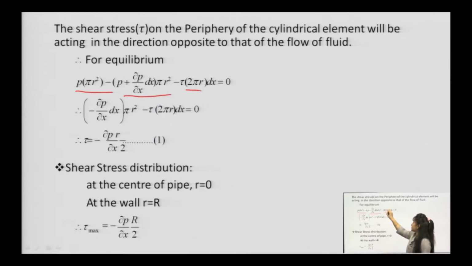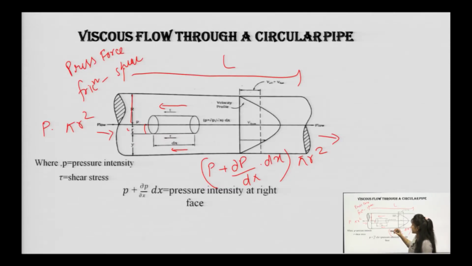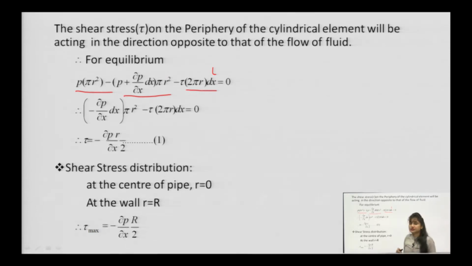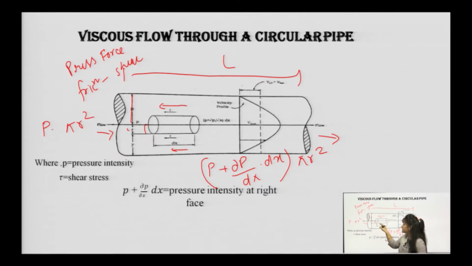You can see shear stress will be acting on the periphery, whose length is 2 pi r, multiplied by the distance dx, which is the area. So the shear force will be shear stress into 2 pi r into dx, and a negative sign because it acts in the opposite direction. After calculating this equation, you get shear stress as nothing but negative of the change in pressure with respect to the distance x, multiplied by r by 2, where small r is nothing but the radius of this elemental fluid.